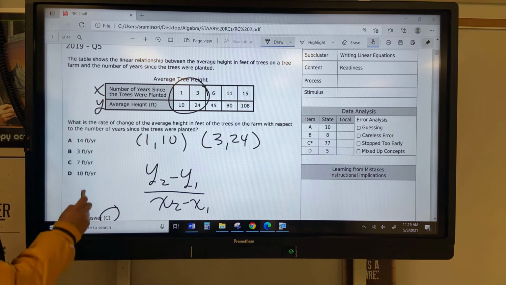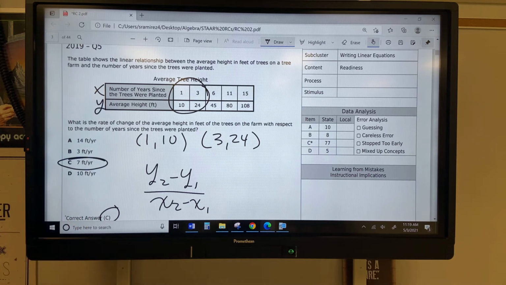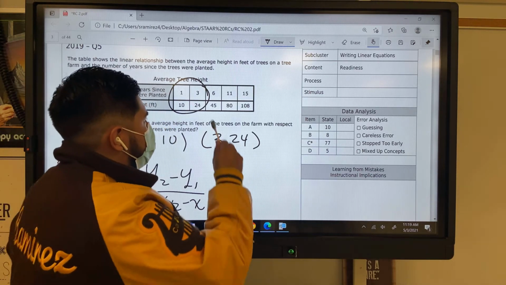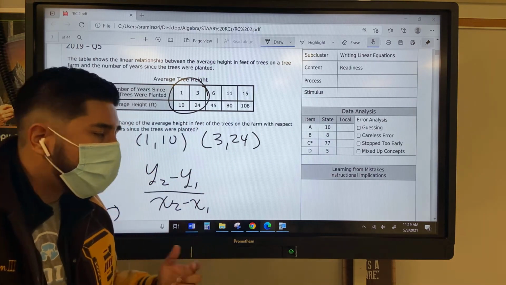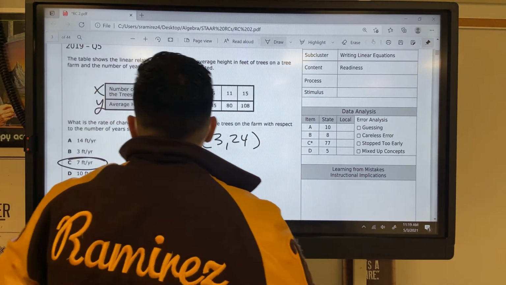Correct answer is C, so make sure you get 7. If you don't get 7, let me know. But all you're doing is labeling. Take out the points, boom, boom, boom, put into the formula. You should be good to go.